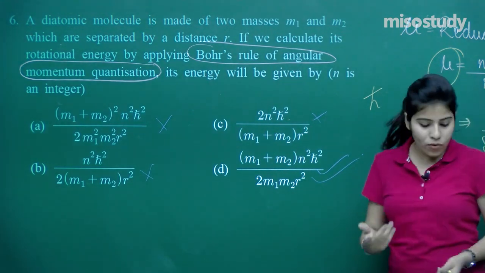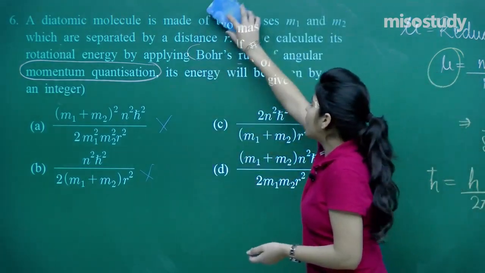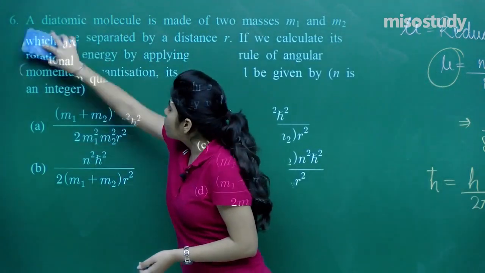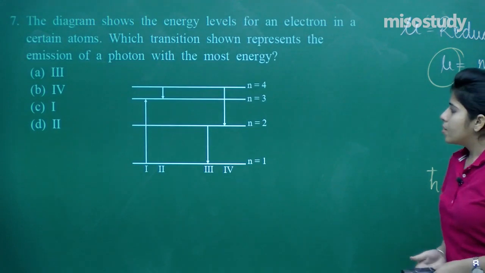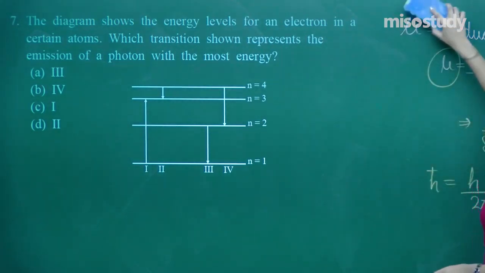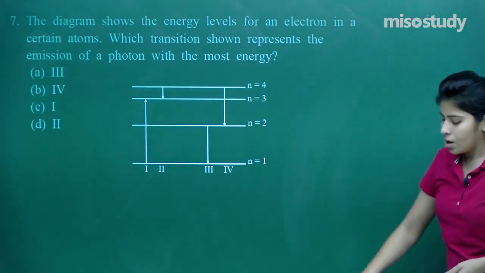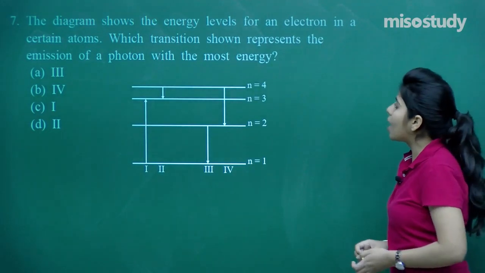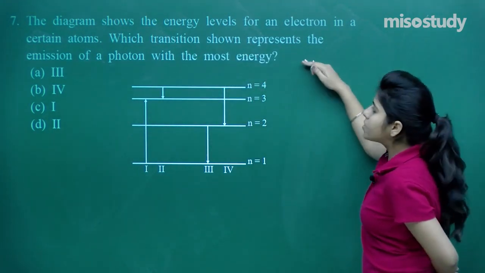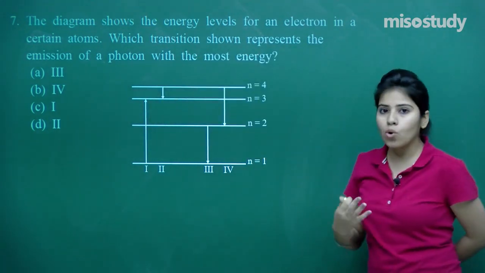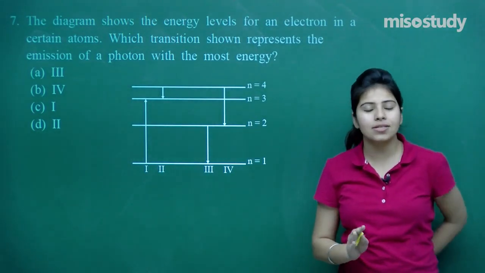Okay. So now we will be moving towards the next question for the session, that is question number 7, and we will be applying what we have covered in the theory part. We will see whether we are able to solve the question or not. In question number 7, we have been given an energy level diagram, and a few energy levels have been given, and we have to tell which transition shown represents the emission of a photon with the most energy.